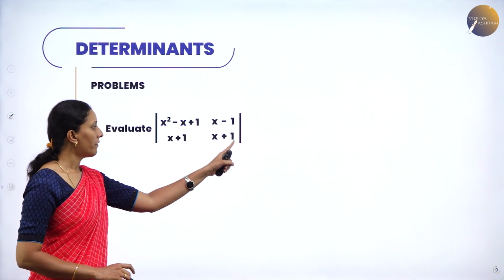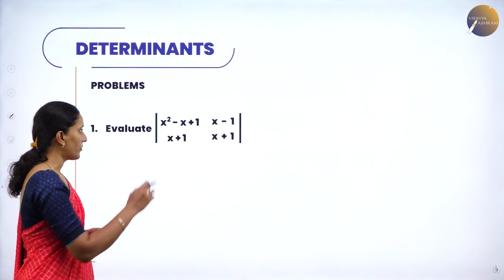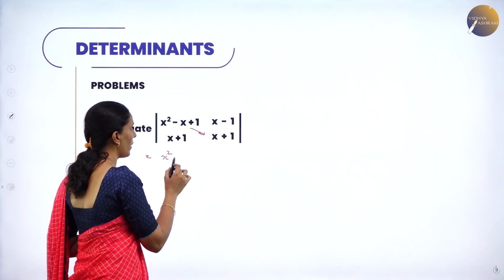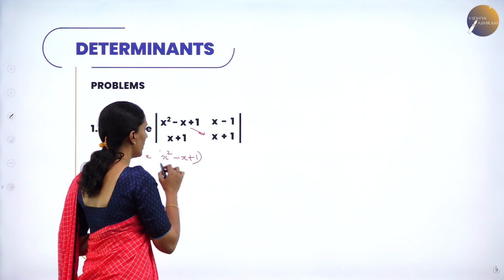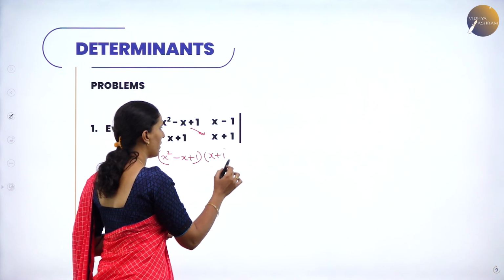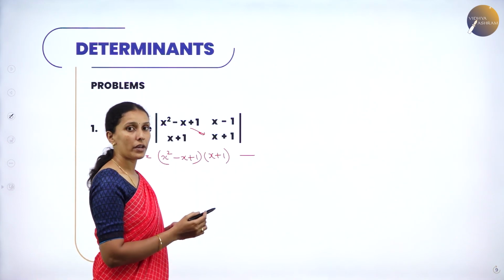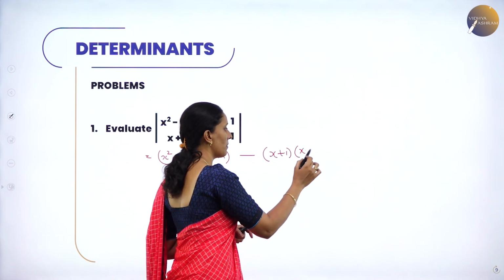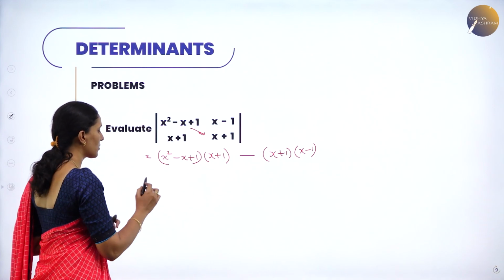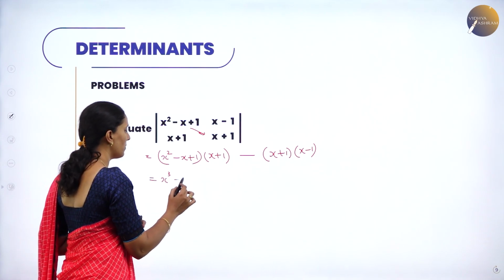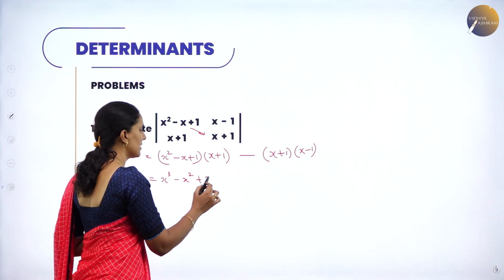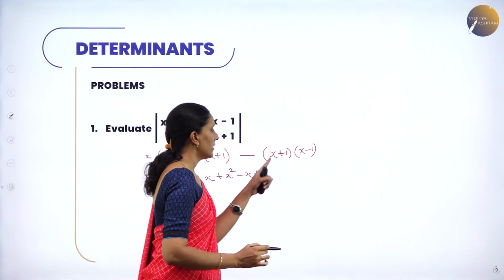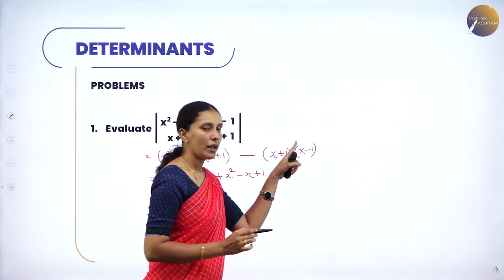So we are finding the determinant of the given matrix. Let's multiply these two elements. We have x square minus x plus 1 into x plus 1, minus x plus 1 into x minus 1. We have x plus 1 into x minus 1. Let's multiply x once. Then it becomes x cube minus x square plus x. Next it becomes x square minus x plus 1.